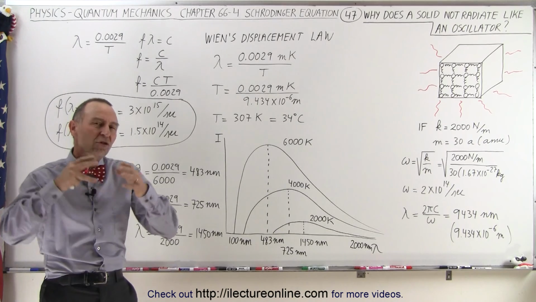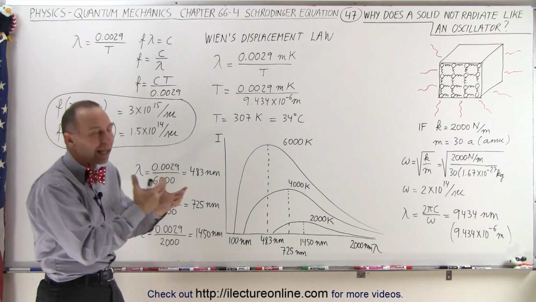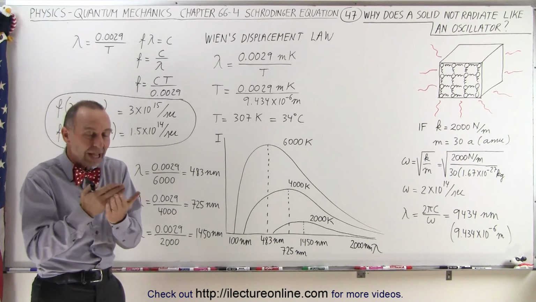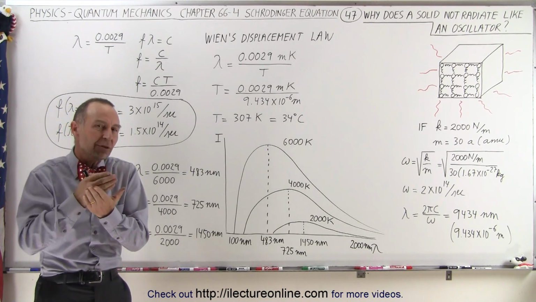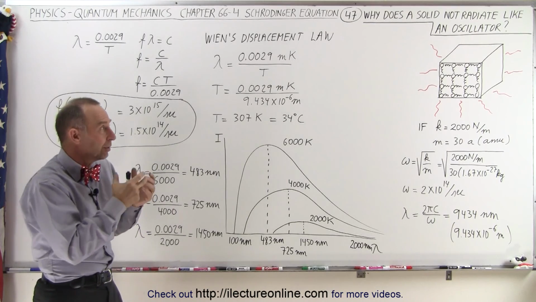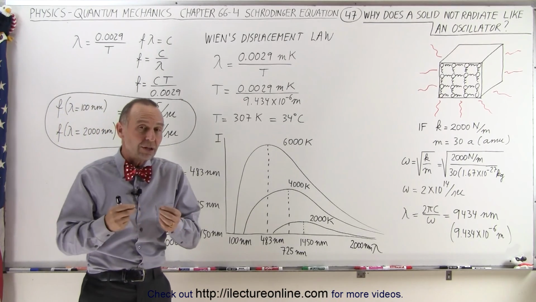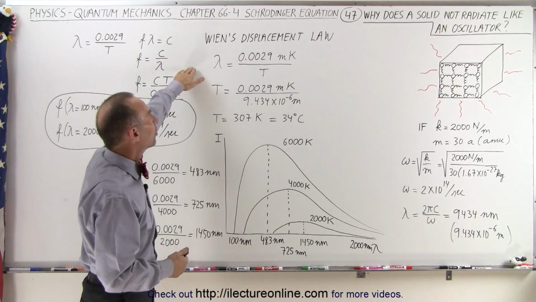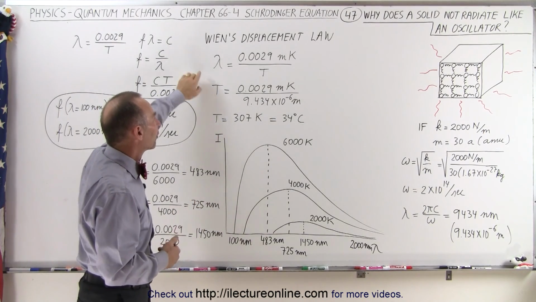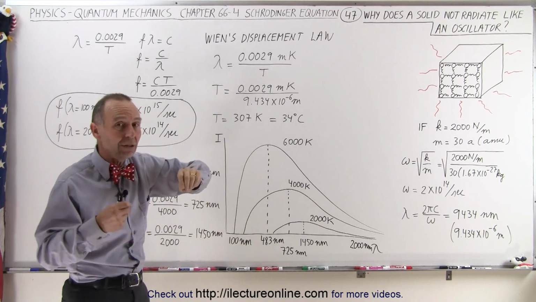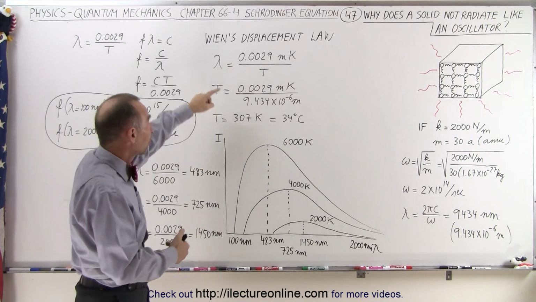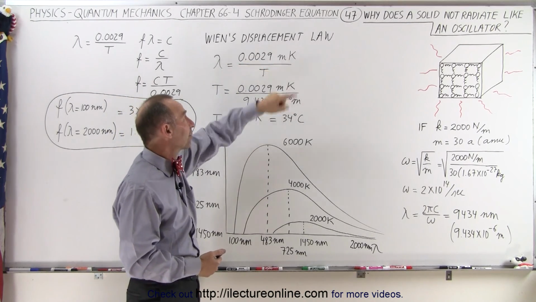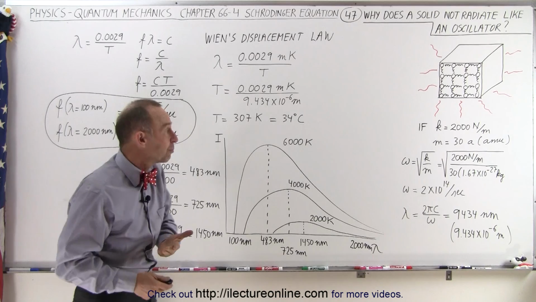But then why does a solid not behave like a quantum mechanic oscillator? The radiation from a solid is not according to a specific frequency of the vibration of the oscillator. The radiation coming from a solid is really a function of its temperature, using Wien's displacement law to determine what that is. For example, the predominant wavelength from an object at a particular temperature can be defined by a constant, 0.0029 meter times Kelvin, divided by the temperature of the object.